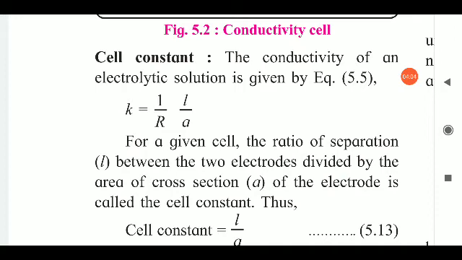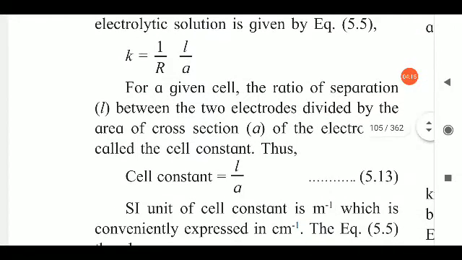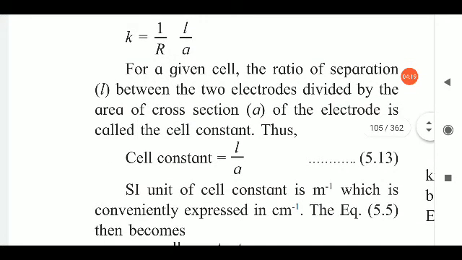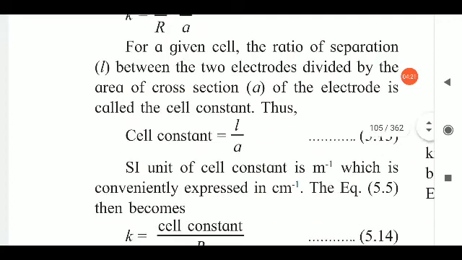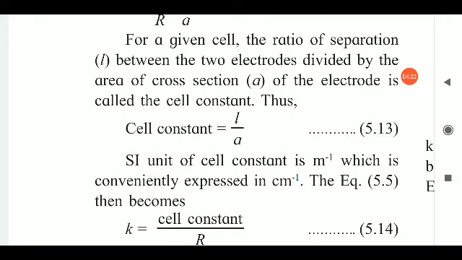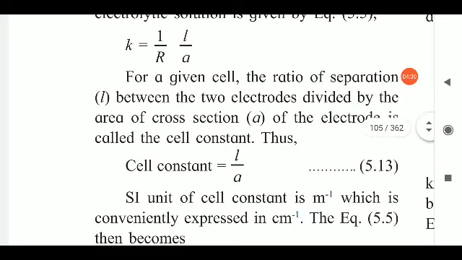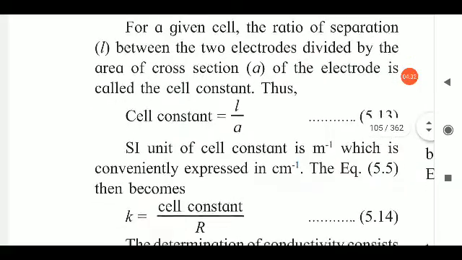Now students, for a given cell, the ratio of the separation L between the two electrodes divided by the area of cross section A of the electrode is called the cell constant. That cell constant, first of all we have to calculate by this relation. Equation 5.13 will give us how to calculate the cell constant. Now students, after that we can put its value into the above equation, then you will get conductivity.